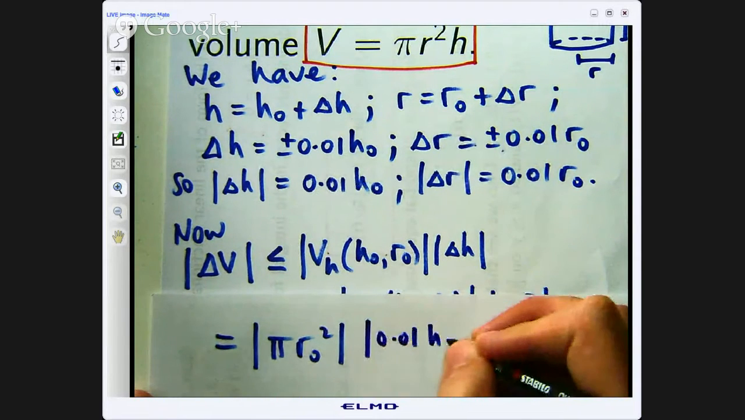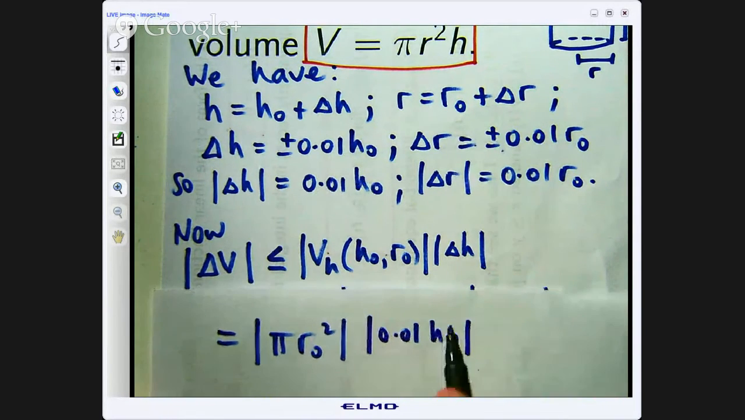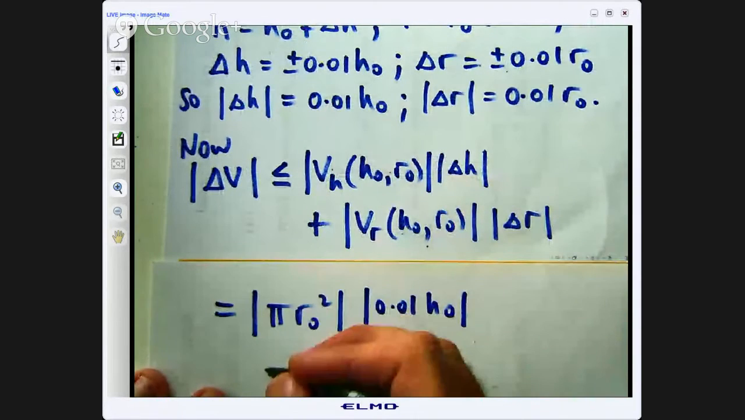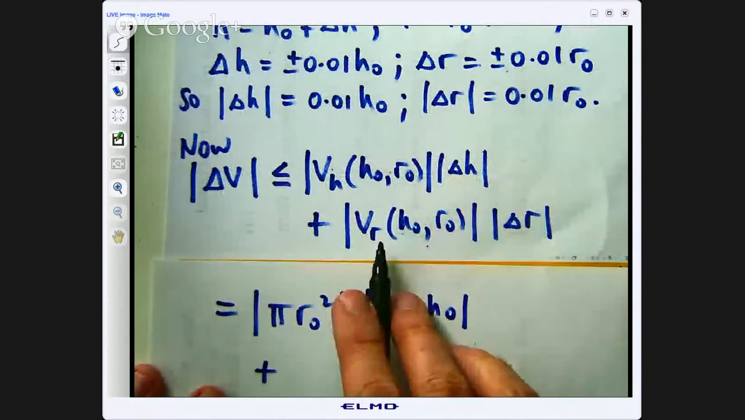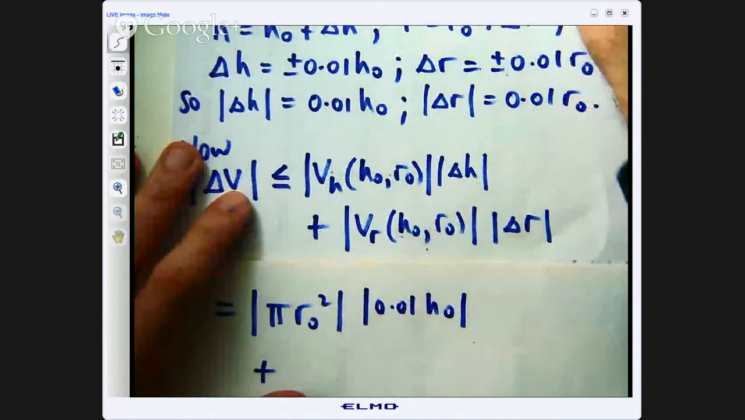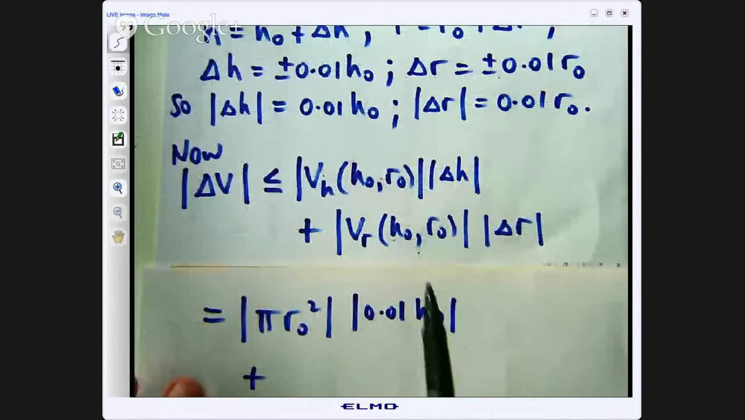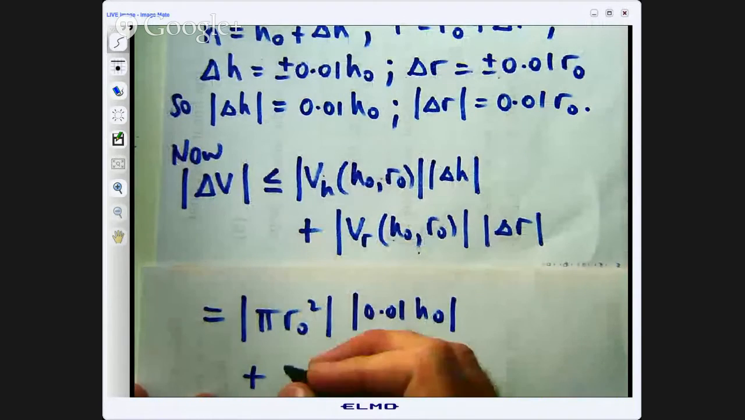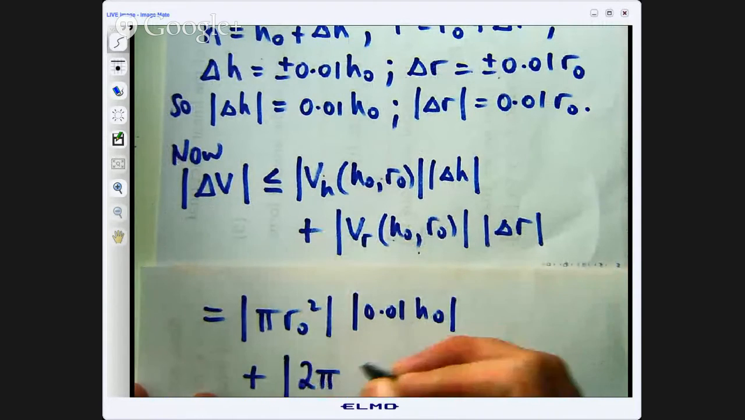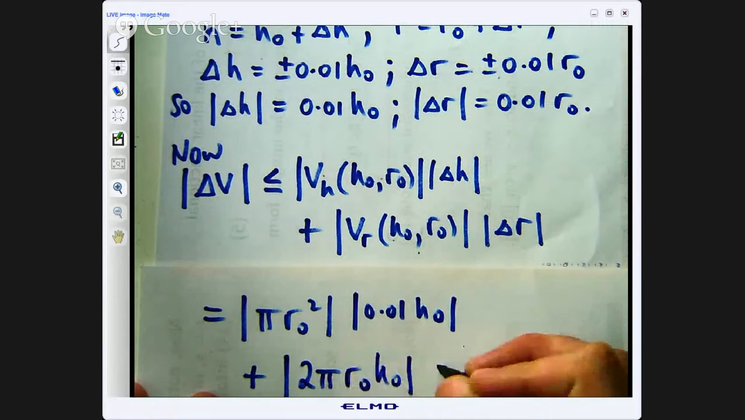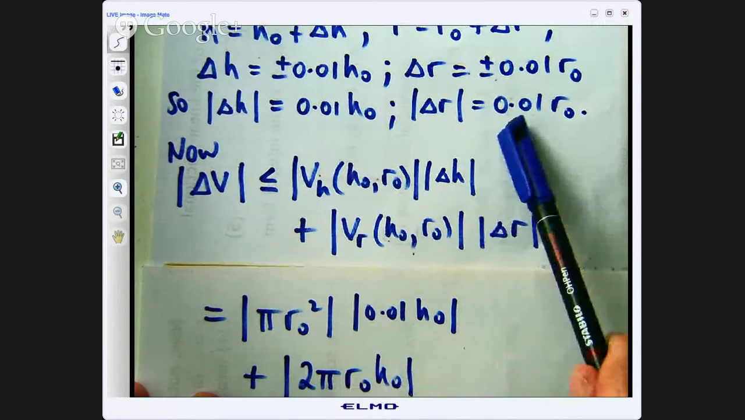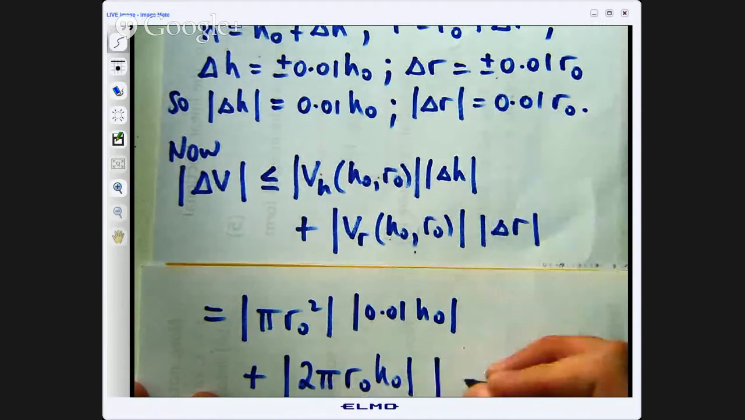Okay, I don't really need the absolute values here. And this is going to be, okay, dV/dr. So I'm going to get 2 pi r h there, and I replace that with h naught, r naught. Again, times this, which is 0.01 r naught.